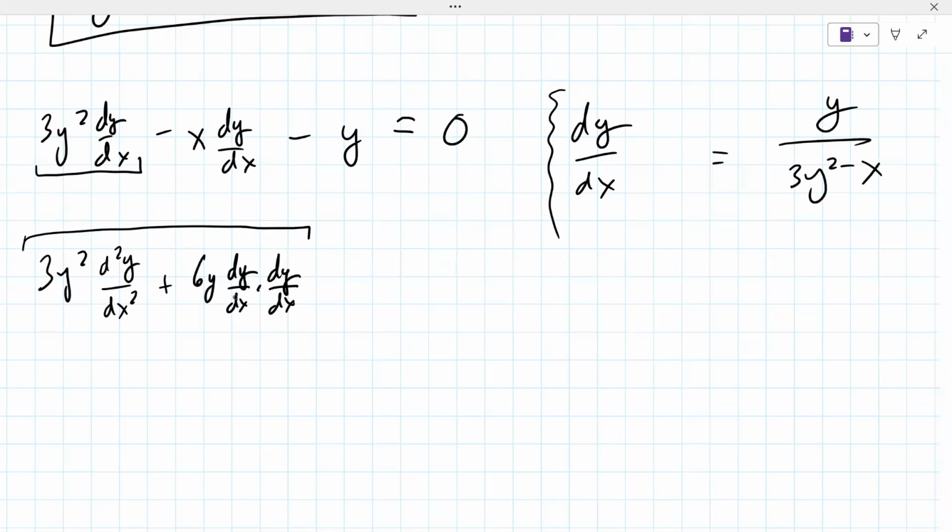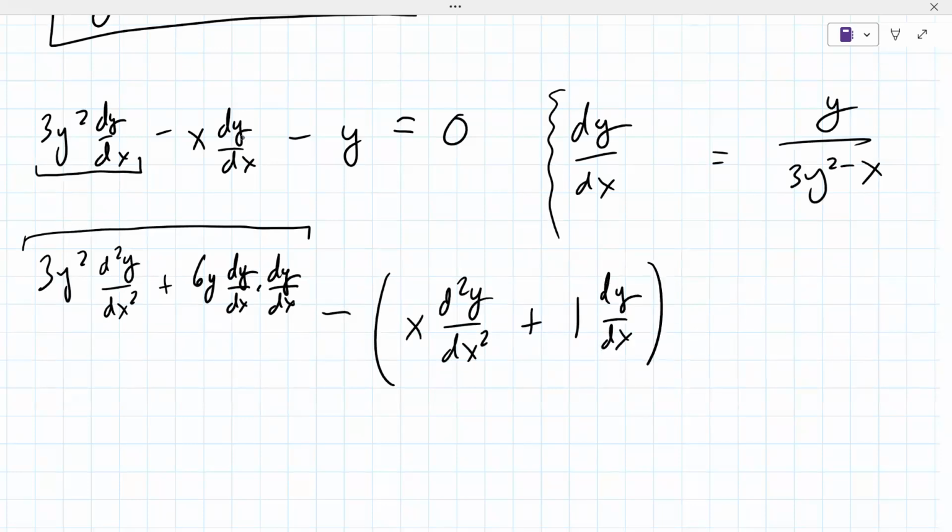Now the second one is also a product rule. Whenever it's a minus, it might be good to put in parentheses. So keep the first, d squared y over dx squared, plus 1 times dy dx, minus dy dx equals 0.